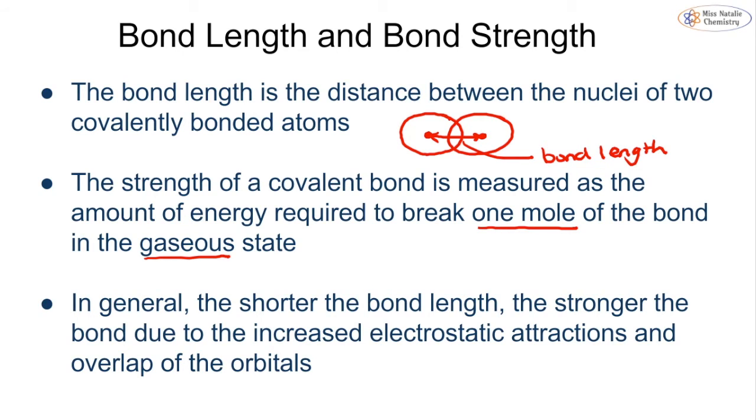In general, the shorter the bond length, the stronger the bond, because we're getting more overlap and we're getting more increased electrostatic attractions. So the smaller the bond length, the stronger the bond.